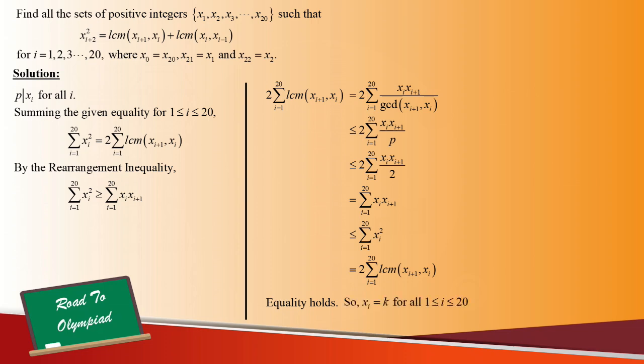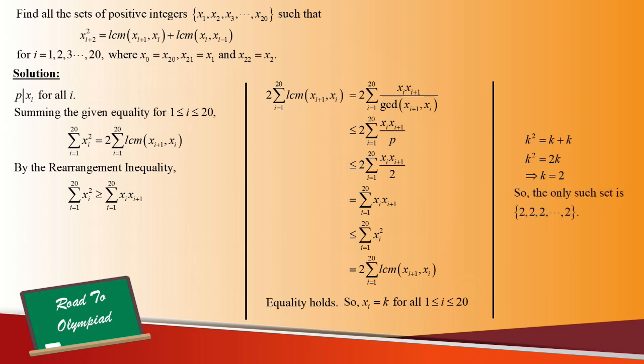In particular, for the rearrangement inequality part to hold, we need to have each x_i equal, say equal to k, for all i between 1 and 20 inclusive. With this, back to the given equations, we have k squared is equal to k plus k, since the LCM of k and k itself must be k. And thus, we have k squared is equal to 2k, which gives us k is equal to 2, since k is positive. Therefore, the only set that works here is the set of all 2s.